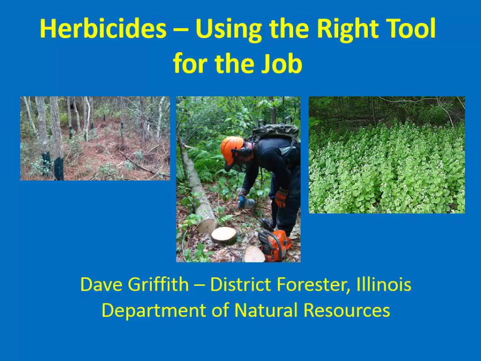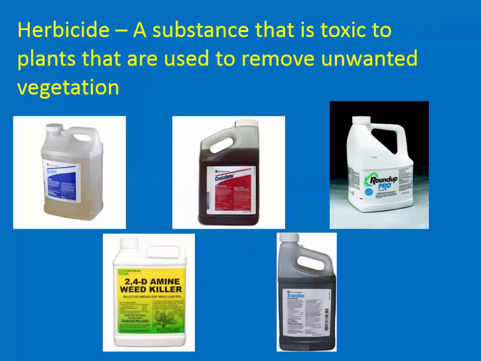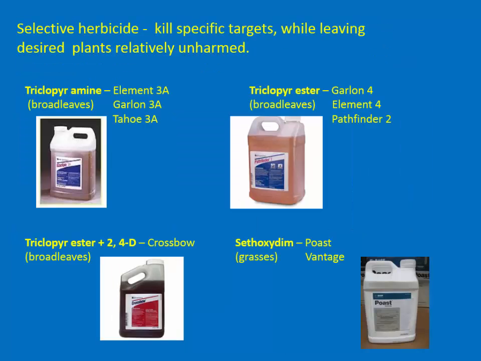I don't know everybody's level of expertise or knowledge of herbicides, so we'll start slow and we'll work from there. Very slow. So herbicide is simply a substance that is toxic to plants, used to remove unwanted vegetation. And there's a bunch of different kinds out there to choose from. But herbicides are generally broken down into two categories. We have our selective herbicides.